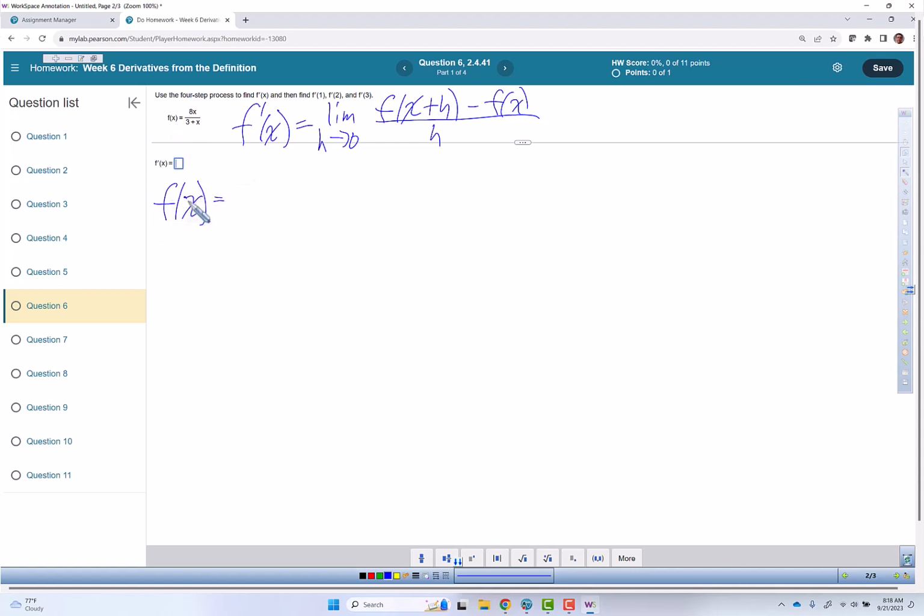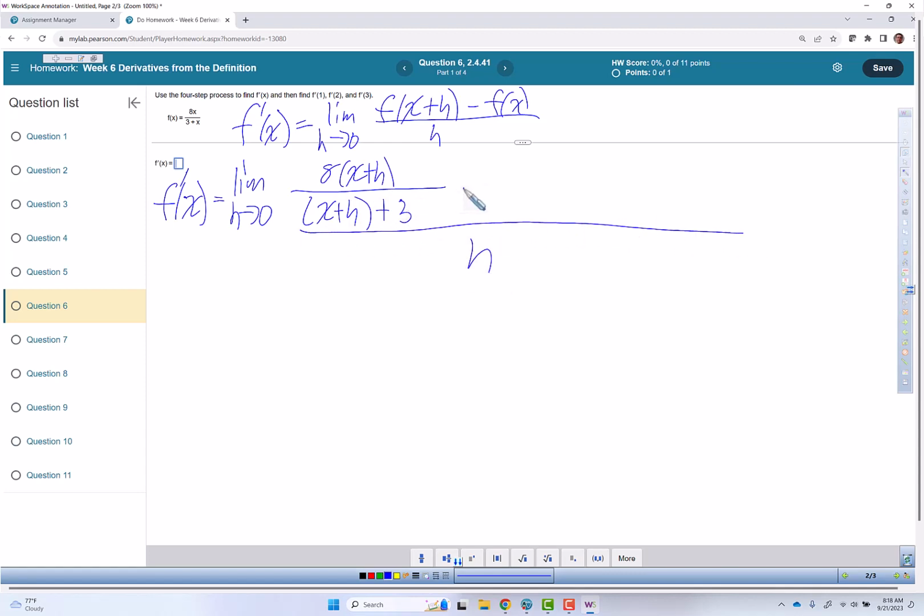So it's f prime of x equals the limit as h approaches 0. Then I need f at x plus h. So the two x's I'm going to replace with x plus h, and I'm going to reverse the x and the 3. So it's x plus h plus 3, and this is all going to be over h. Then minus f at x, which is 8x over x plus 3.